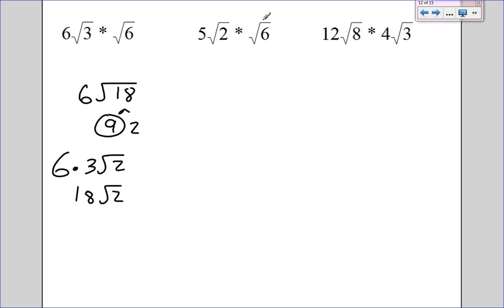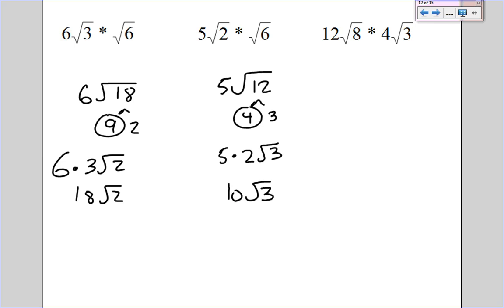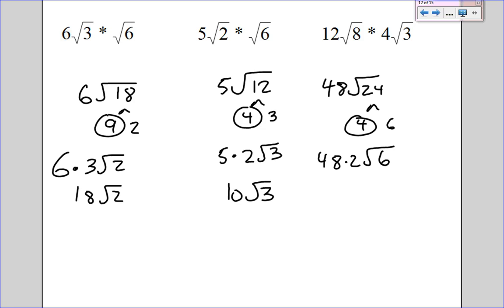All right, let's see how you did. So 5 times 1 is 5. 2 times 6 is 12. Biggest perfect square is 4. So 4 and 3, so we can pull out a 2. So 5 times 2, square root 3, gives you 10, square root 3. Finally here, 12 times 4 is 48. 8 times 3 is 24. Biggest perfect square for 24 is 4, so 4 and 6. A 2 is coming out, so 48 times 2, square root 6, is 96 square root 6.